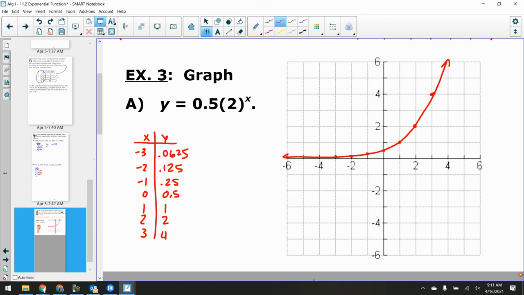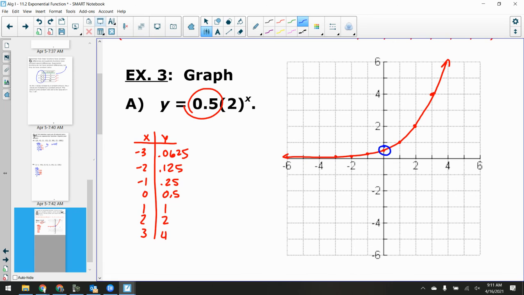You know what's interesting to point out here? Everybody look up at the screen real quick. What's my starting value within the equation? 0.5. Where does it cross the y-axis? Those numbers are always going to be the same. The y-intercept is always going to be your a value, the one that's multiplied out in front of that b to the x, that 2 to the x.